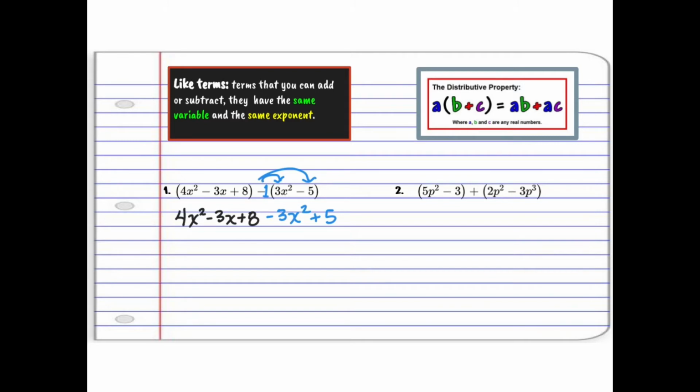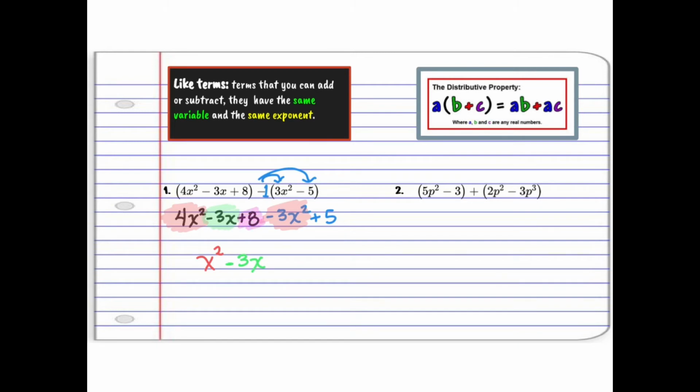So in this case, let's start with the highest exponent. So we're going to look for x squares. We have 4 here, and then we have negative 3 here. So 4x squared minus 3x squared gives me x to the second power. Very good. Now, we're going to look at the regular x's. Negative 3, and that's the only thing that we have, which tells me that down here, I'm going to have negative 3x.